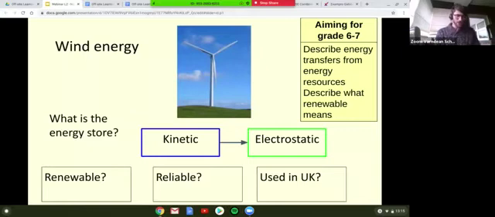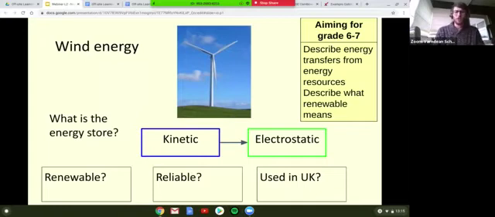Now, renewable energy resources are those which can be replenished very easily. In wind energy, we're not really going to be using up that wind energy. We're going to be transferring the kinetic energy into electrostatic, but we're not going to stop the wind from existing by harnessing its energy. It is easily replenished by the wind on Earth.